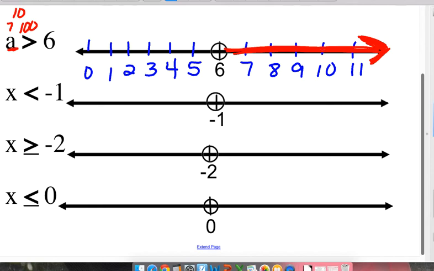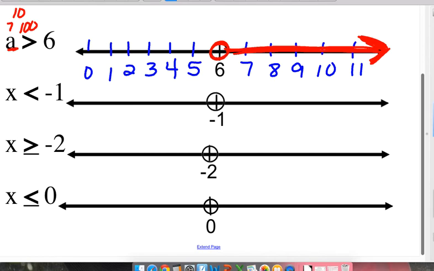Now I look at my symbol, and it's the greater than symbol. That means I need an open circle on 6, and you don't color it in, because it's not equal to 6. 6 is not included in our data set. Okay, so let's look at the next one.